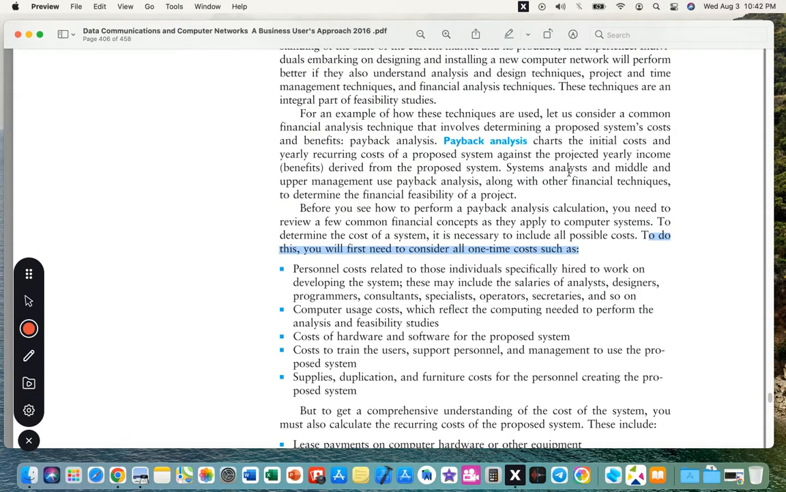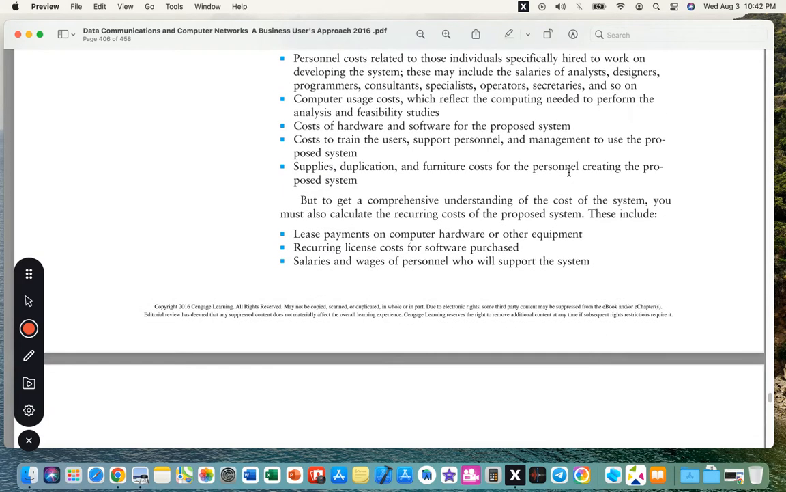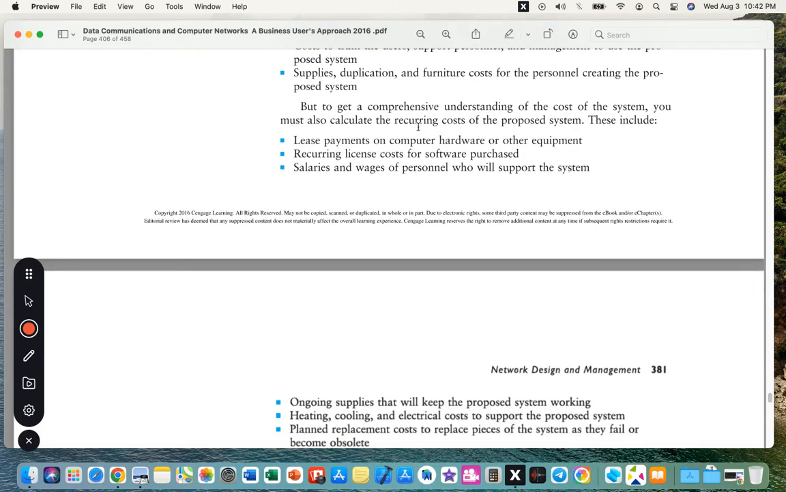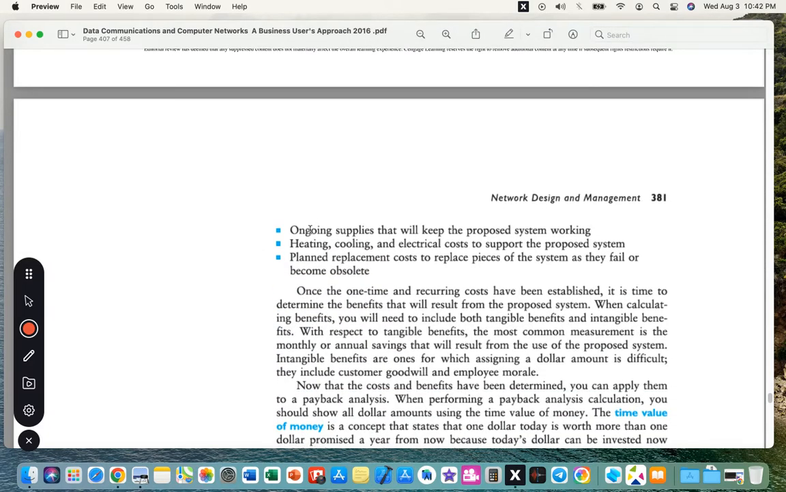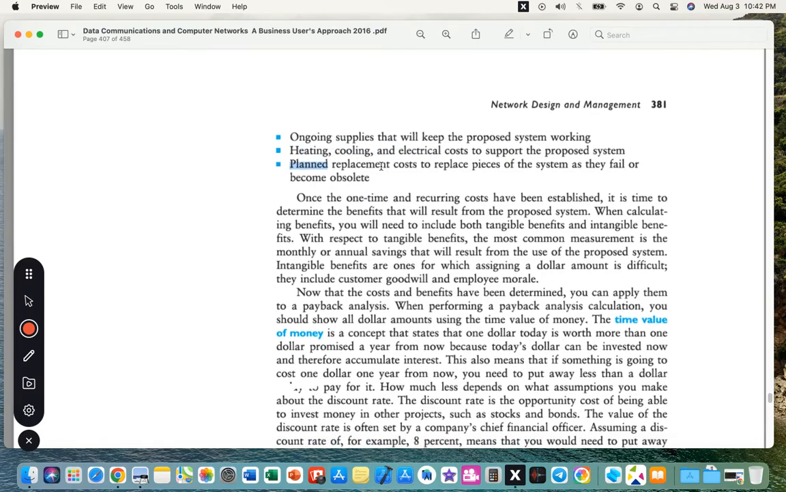To do this payback analysis, you will first need to consider all one-time costs. But for a comprehensive understanding of the cost system, you must also calculate the recurring costs, not only the one-time, but the recurring, like the lease payments, recurring license cost, salaries, wages of personnel, ongoing supplies, heating and cooling, and all these bills, planned replacement cost, all these.